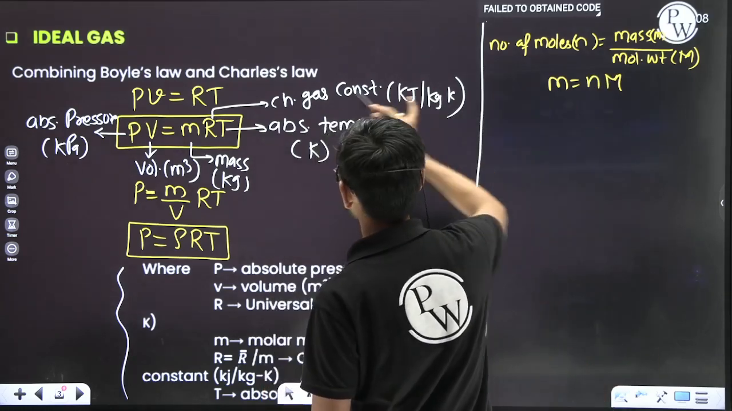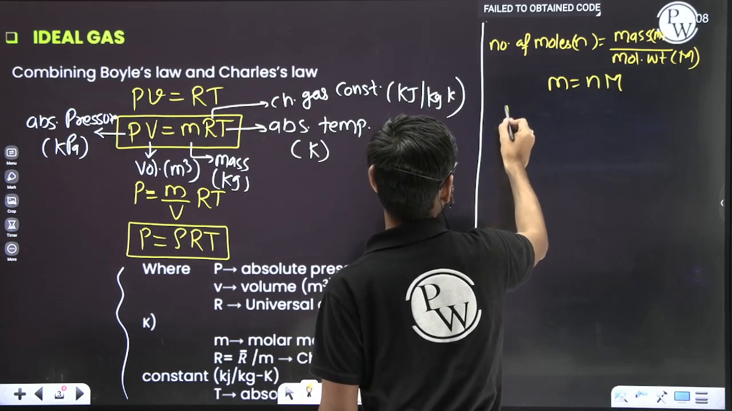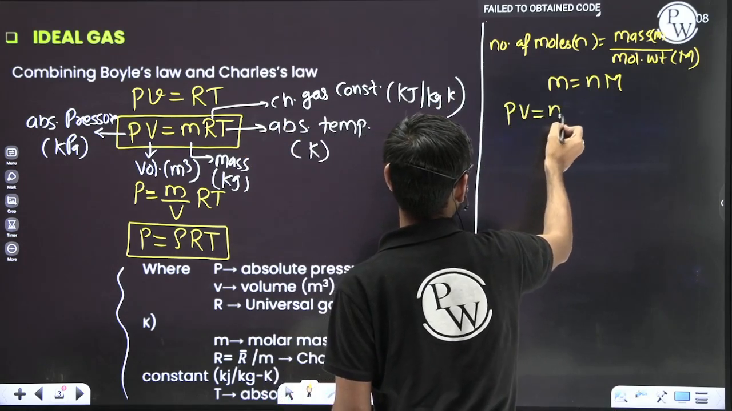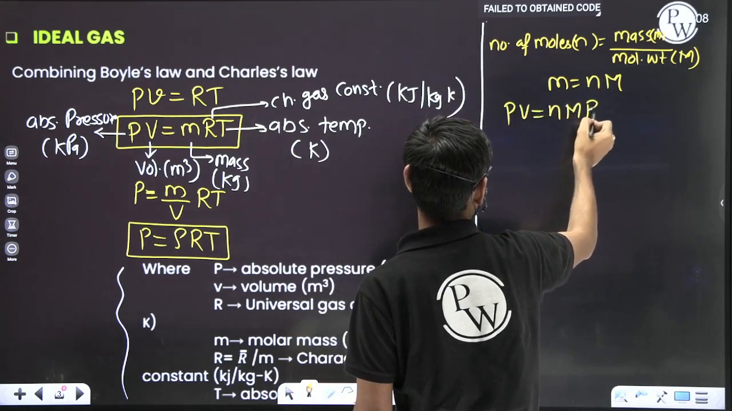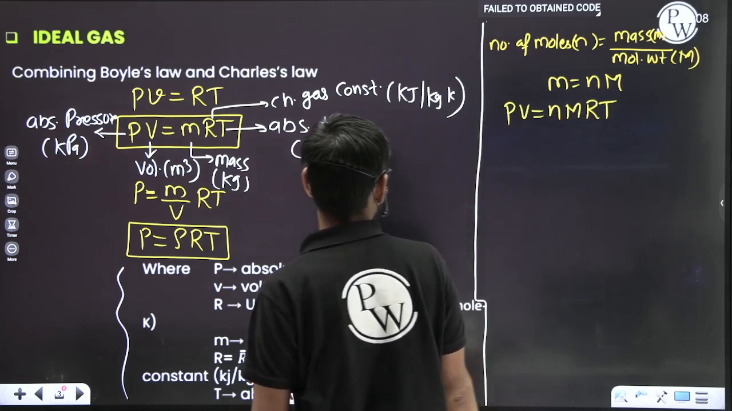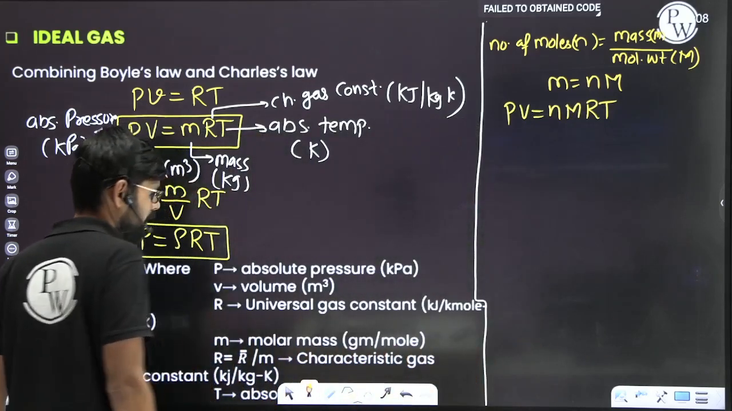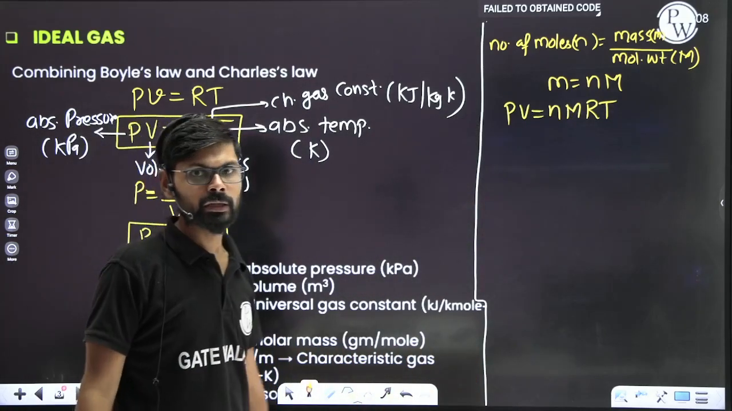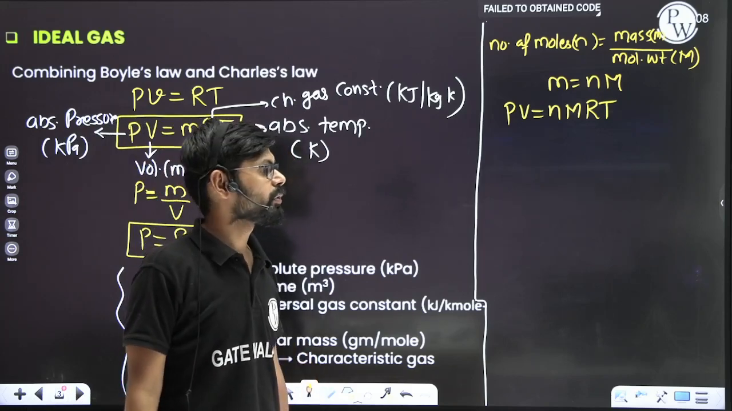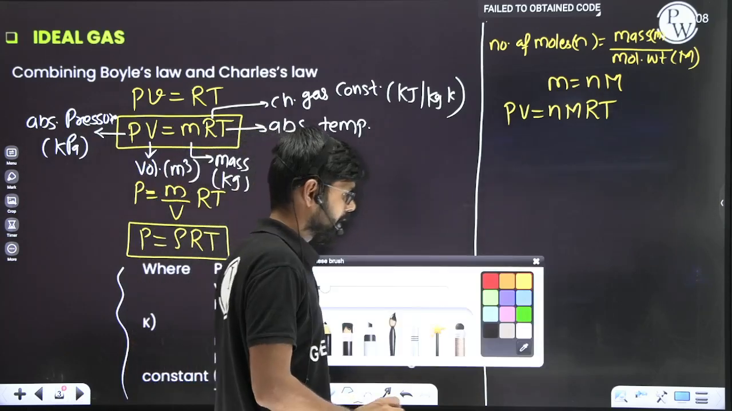Now if you put this value here, then you will get PV is equal to n capital M RT. PV is equal to n capital M RT.